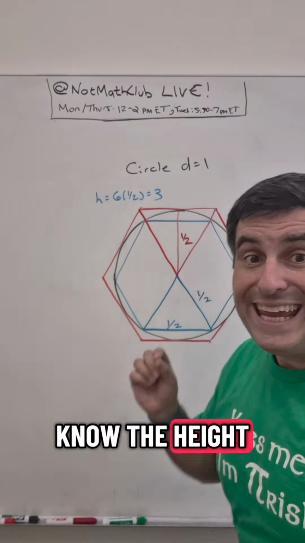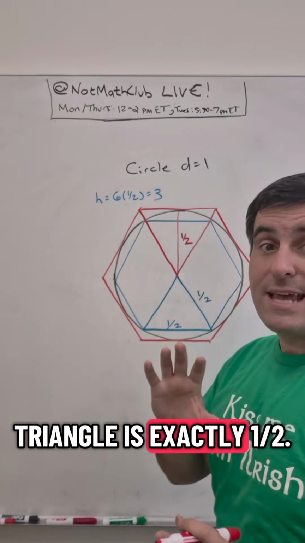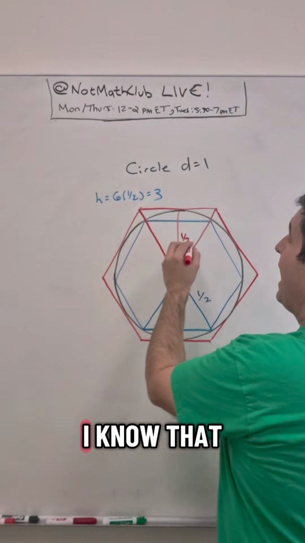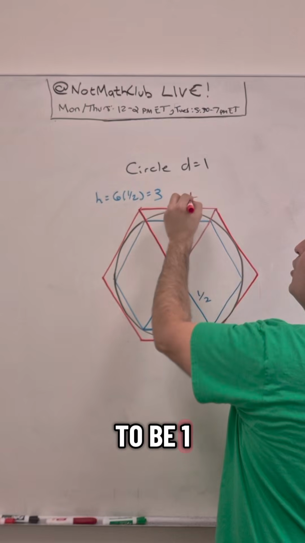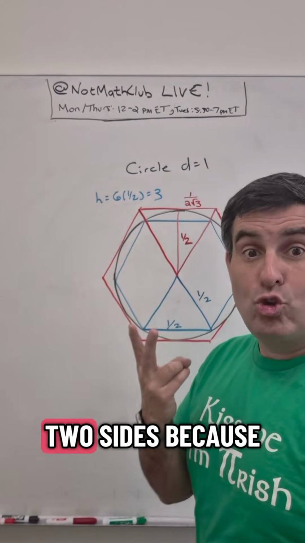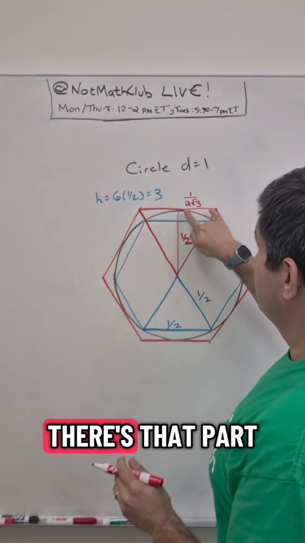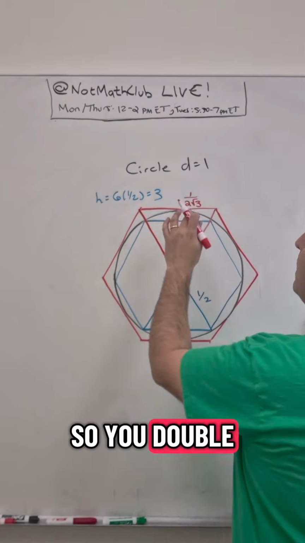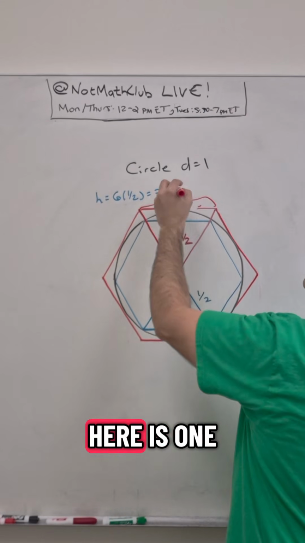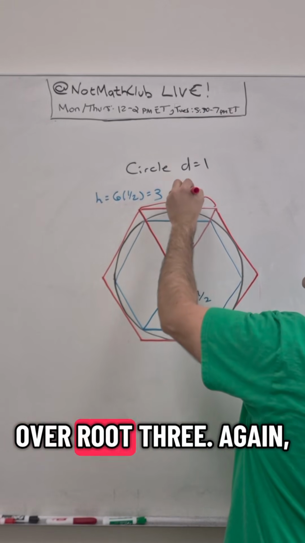And now you know the height of that equilateral triangle is exactly 1/2. Using properties of 30, 60, 90 right triangles, I know that this side has to be 1/2√3. But there are 2 sides because there's that part and that part. So you double it. And that means the whole side, the whole length here is 1/√3.